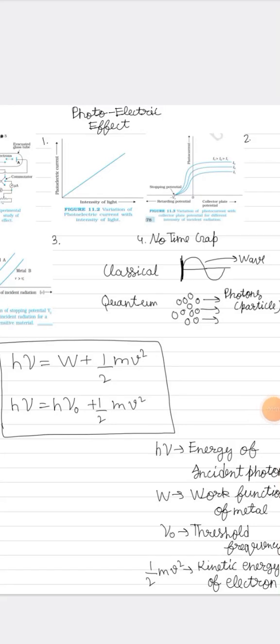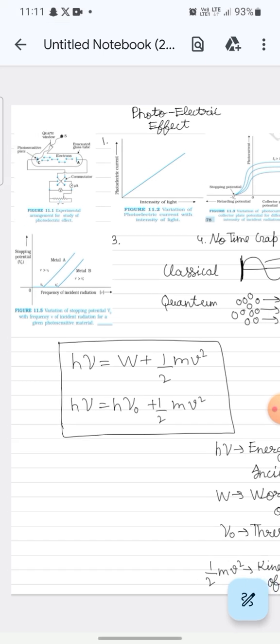Everyone, today we're going to discuss the photoelectric effect, which is a very crucial experiment in the history of physics. Here, the quantum nature of electromagnetic waves arises, and the classical theory of electromagnetic waves breaks down. So, what is the photoelectric effect?